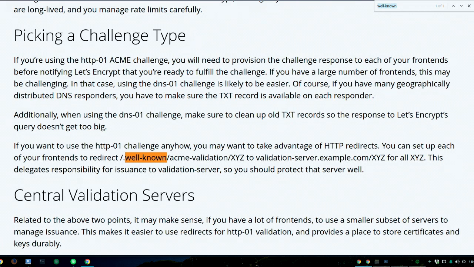Right. Okay. And in this second Let's Encrypt integration guide, they do talk about, if you're doing HTTP auth, you can actually offload. You can have a central server, but then offload the actual delegation to somewhere else. Oh, yeah, look at that. Here it is. If you want to use the HTTP-01 challenge, you may want to take advantage of HTTP redirects. You can set up each of your front ends to redirect the .well-known/acme-validation/XYZ to your validation server. Yep. And that way you can have one server that can verify these things without having to expose that or set it up on each of them.